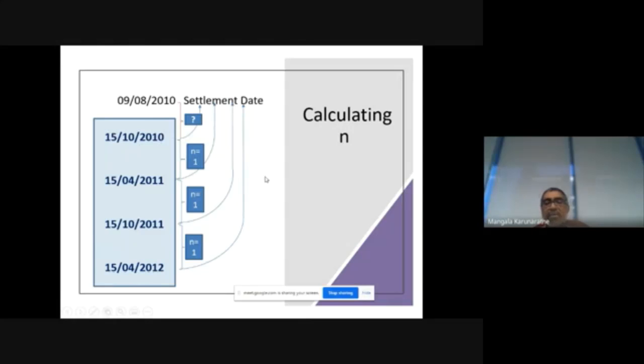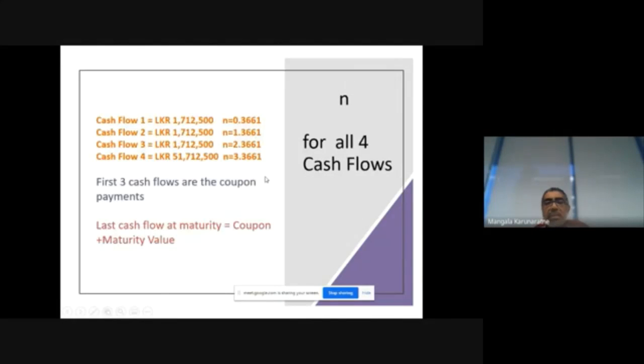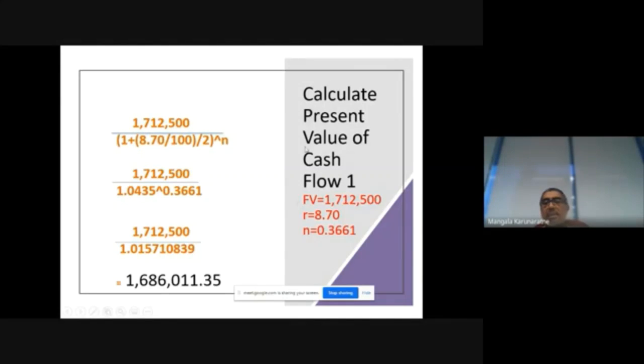So we are trying to calculate the present value of that cash flow. We know cash flow 1 has a future value of 1,712,500. What is this R? R is the yield to maturity, and we can say it is our expected return on this if we keep this bond till maturity, right? That is yield to maturity.